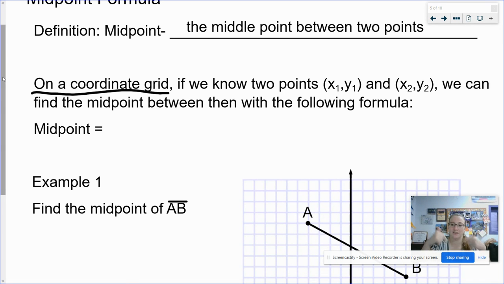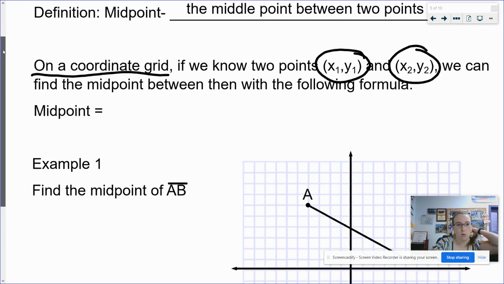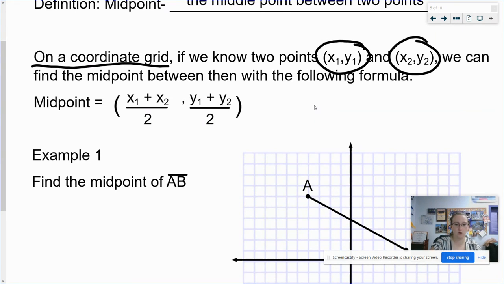That's actually what we're going to talk about next, kind of. But this is specifically if we're on a graph and we have 2 points. We have x1, y1, that's our first point, and x2, y2, there's our second point. We can find the middle, the midpoint between them with this formula. So go ahead and copy that down, and I'll talk a little bit about this.